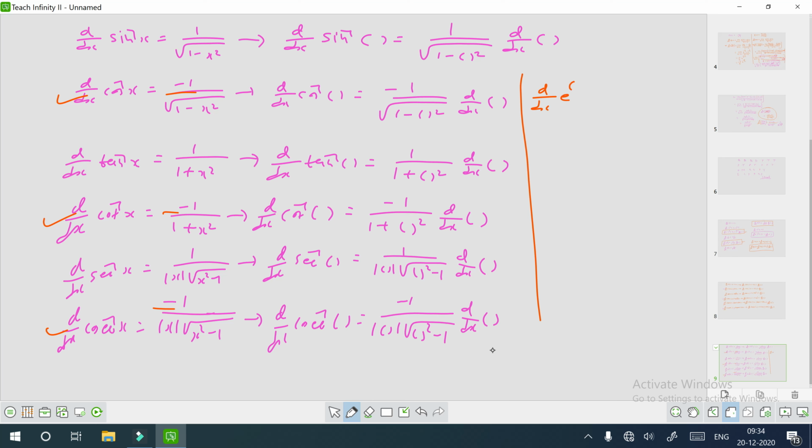d by dx of e raised to x is equal to e raised to x. Standard form. So in general, e raised to some function is e raised to some function d by dx of some function. Next one, d by dx of a raised to x is equal to a raised to x into log a base e. So d by dx of a raised to some function is a raised to some function log a base e d by dx of some function.